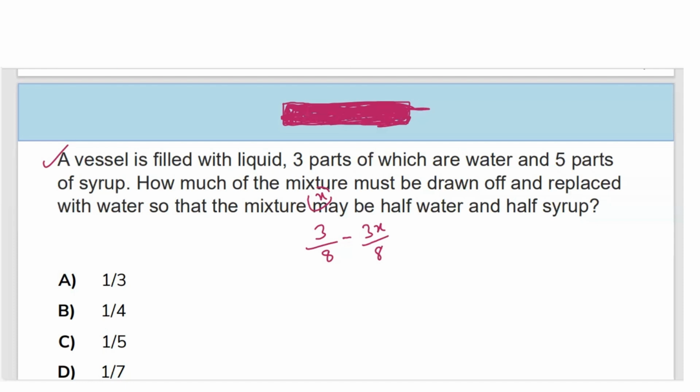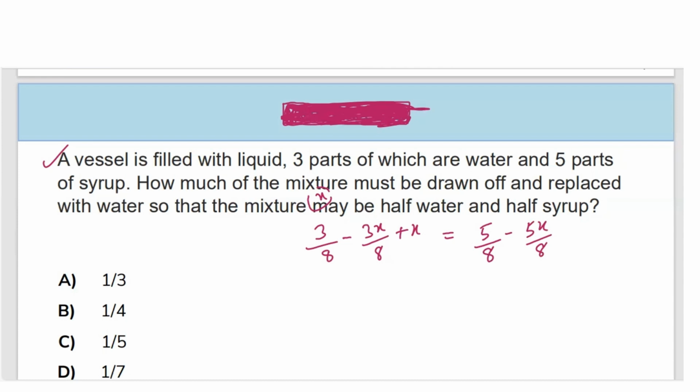And again, in place of that taken X quantity, we are adding pure water. So pure water is X added. This is the quantity of total water. Now similarly, we are equating because half water, half syrup. Now what is the syrup? Syrup is 5 parts, so this is 5/8, right? Now from this, how much have we taken? Total X mixture taken. In X mixture, how much syrup? That is 5x/8. So this should be equal.